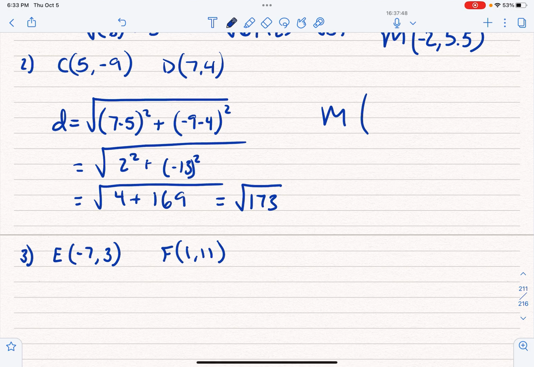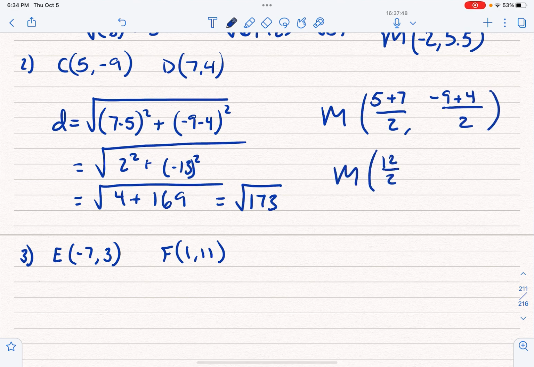For the midpoint of those, we keep the x's with the x's: 5 plus 7 divided by 2. Keep the y's with the y's: -9 plus 4 divided by 2. Therefore the midpoint is 5 plus 7 is 12 over 2, and -9 plus 4 is -5 over 2. So the midpoint is 6 and then -2.5.